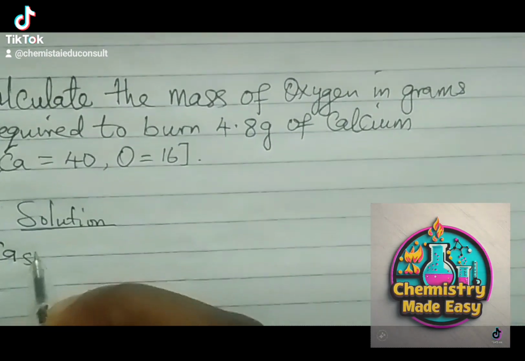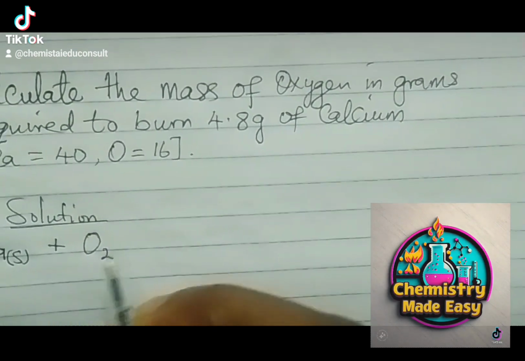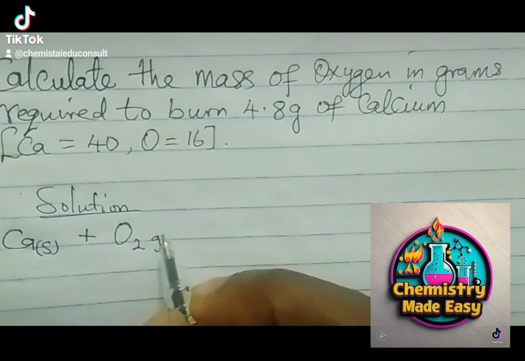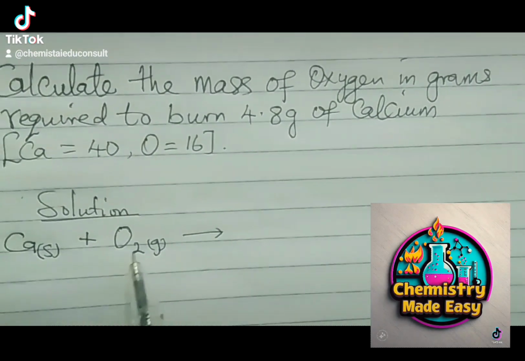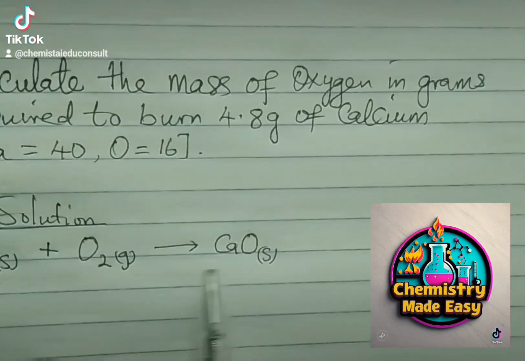Calcium is a solid. It combines chemically with oxygen, which is a diatomic gas, and of course what it will form is calcium oxide. Before we move to the next step, we must balance this equation.